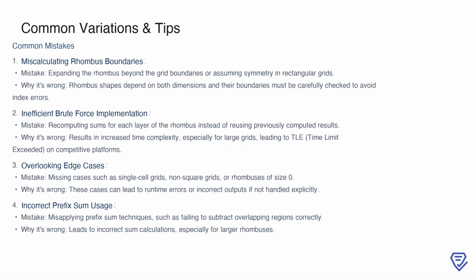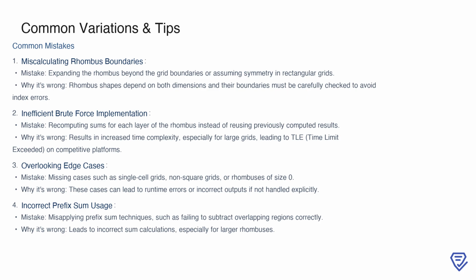When tackling the problem of finding the biggest 3 rhombus sums in a grid, there are several common mistakes to watch out for. First, miscalculating rhombus boundaries is a frequent error. This happens when the rhombus expands beyond the grid's limits, or when symmetry is assumed in rectangular grids where vertical and horizontal dimensions may differ. It's crucial to carefully validate the boundaries for each rhombus to avoid index errors.